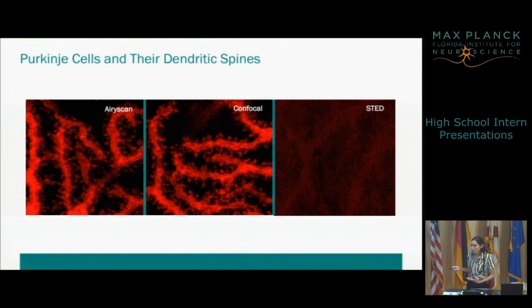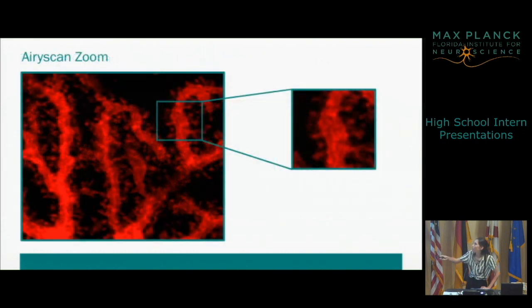Our goal was to be able to get an image with enough resolution that we could count the dendritic spines. As you see here with the confocal and the Airyscan, we are able to get to that detail where we can see the individual spines, but with the Airyscan, it was able to enhance that detail. As we see here in this portion, we can zoom in and we can begin to differentiate between the spines, and we can begin our counting process.